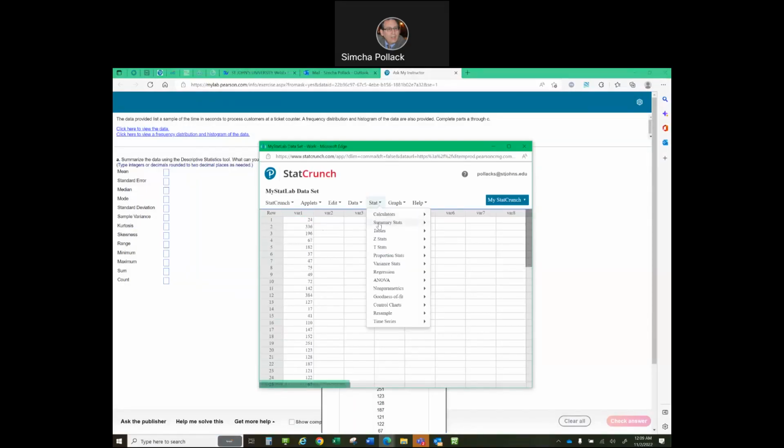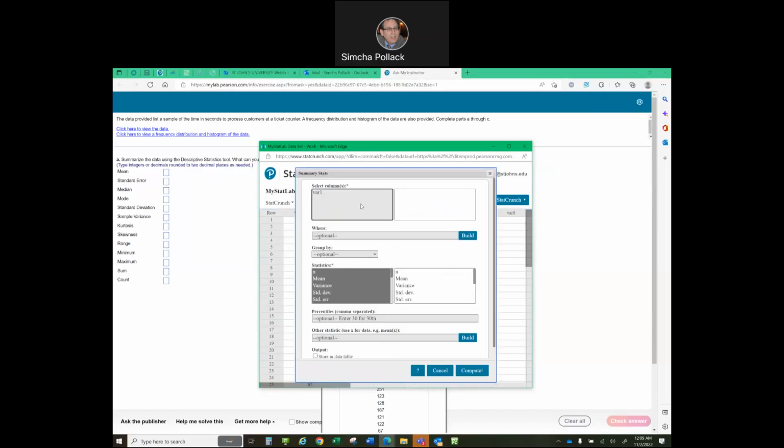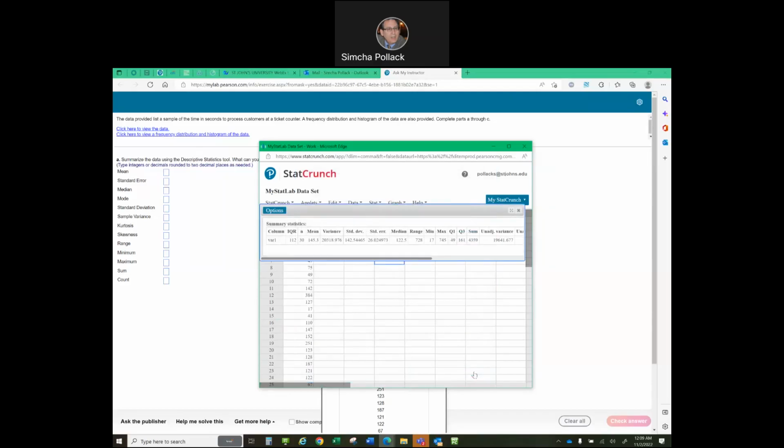Go to Stat, Summary Stat, Column, pick the variable. You want all these. I want all of them in this case. Well, I certainly want to Control A. Actually, we're going to need in a few minutes the 90th percentile. At least that's what I saw in the previous question I practiced. What you do is you put the percentile here, compute, and we should have all the results lined up right here. The challenge is to type them in, which I found challenging. I don't know why.